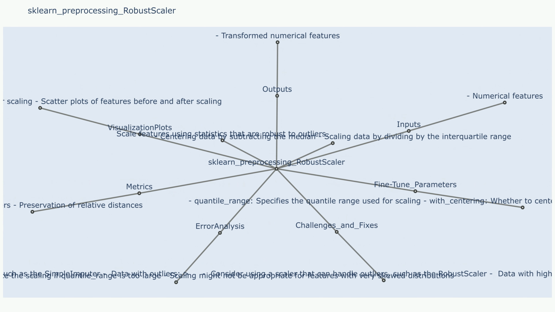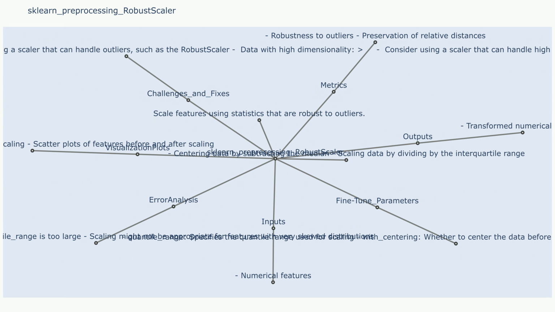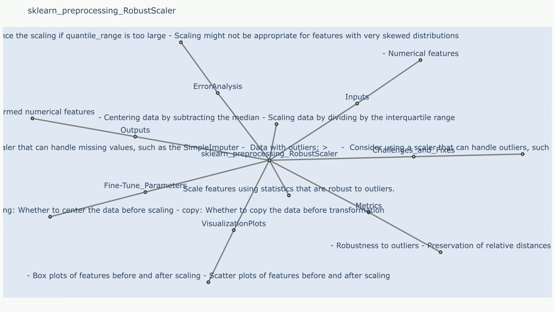Fine-tune parameters. With_centering, Boolean. Default true. If true, center the data before scaling. If false, do not center the data. Quantile_range, tuple of floats. Default 25.0, 75.0. The quantile range used to calculate the scaling factor. The data is scaled such that the quantile range is equal to 1.